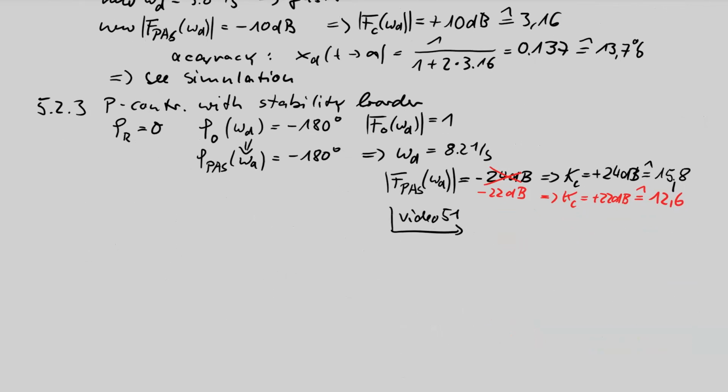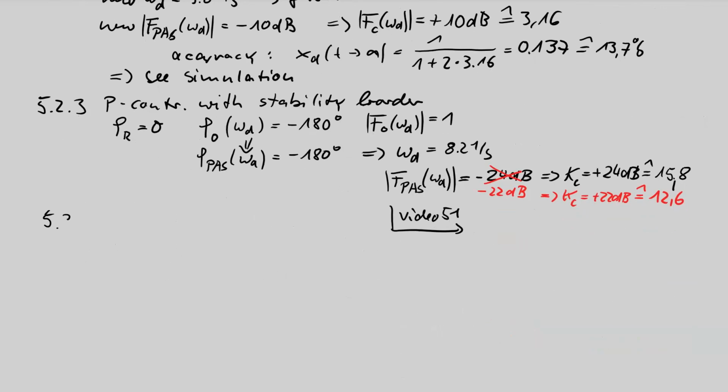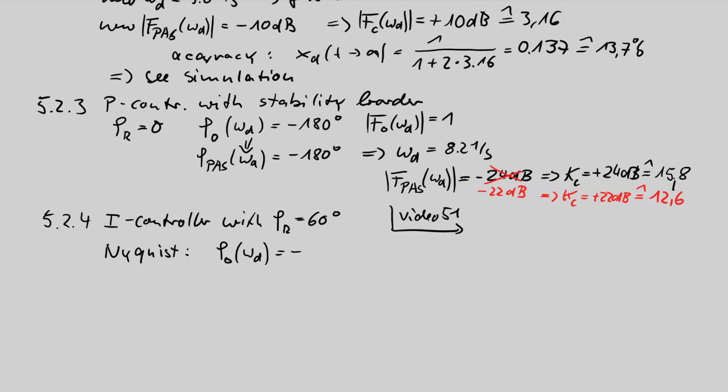That is chapter 5.2.4, I controller. And I want to have now all the other new controllers with the same value of damping indicator, phase margin is 60 degrees. Nyquist is the base, and we go to the open loop phase equation: at omega d is minus 180 plus 60.